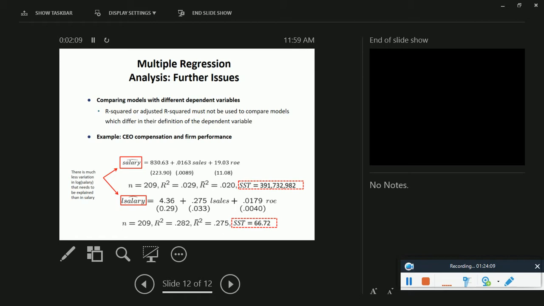And now lastly, we compare models with different dependent variables. Here the dependent variable in the first model is just salary, and the second one is log of salary. The R square is 0.029, and the R square for log of salary is 0.282. Again, if you just compare only the R square and say the second model is better, it's not a fair comparison, because the second one's R square would be bigger because they have logged it, and once they log it, it becomes more normalized, right? So it's not a fair comparison.